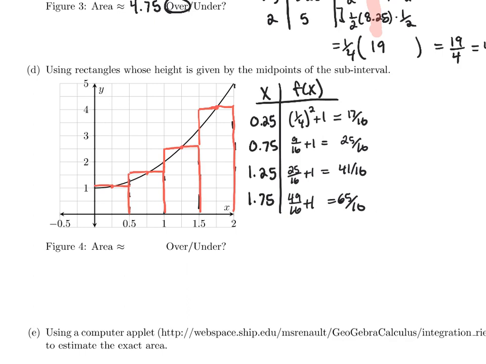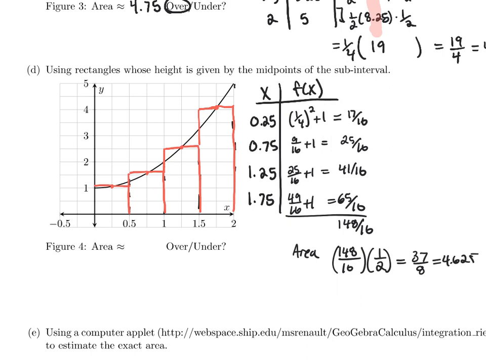Okay, so here are our function values at the sample points. And again, I'm going to add these up. This adds up to 148/16, so that's adding up the heights. And if I want to get the area of the rectangles, I'm going to do the sum of the heights multiplied by the width, and the width is still 1/2. This ends up being 37/8, or 4.625.